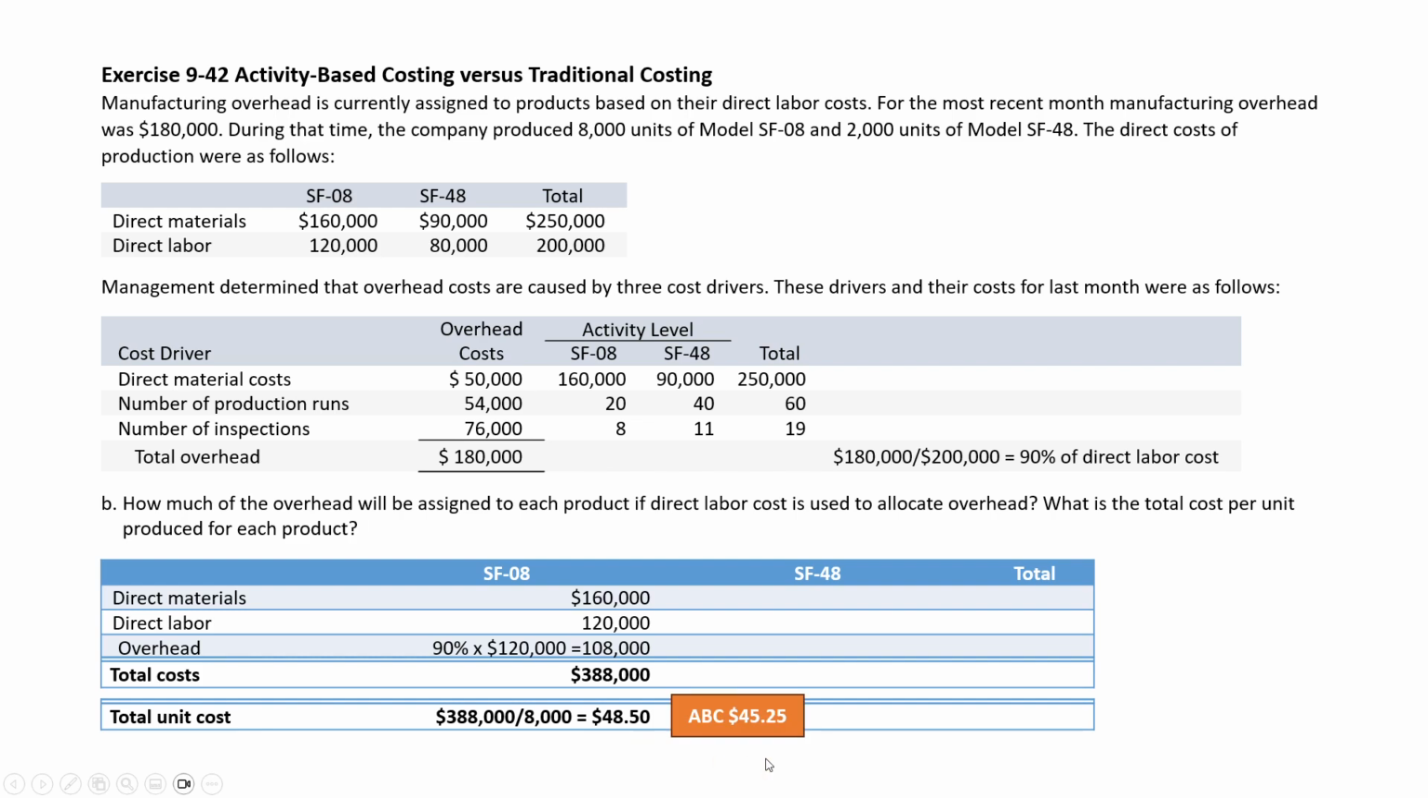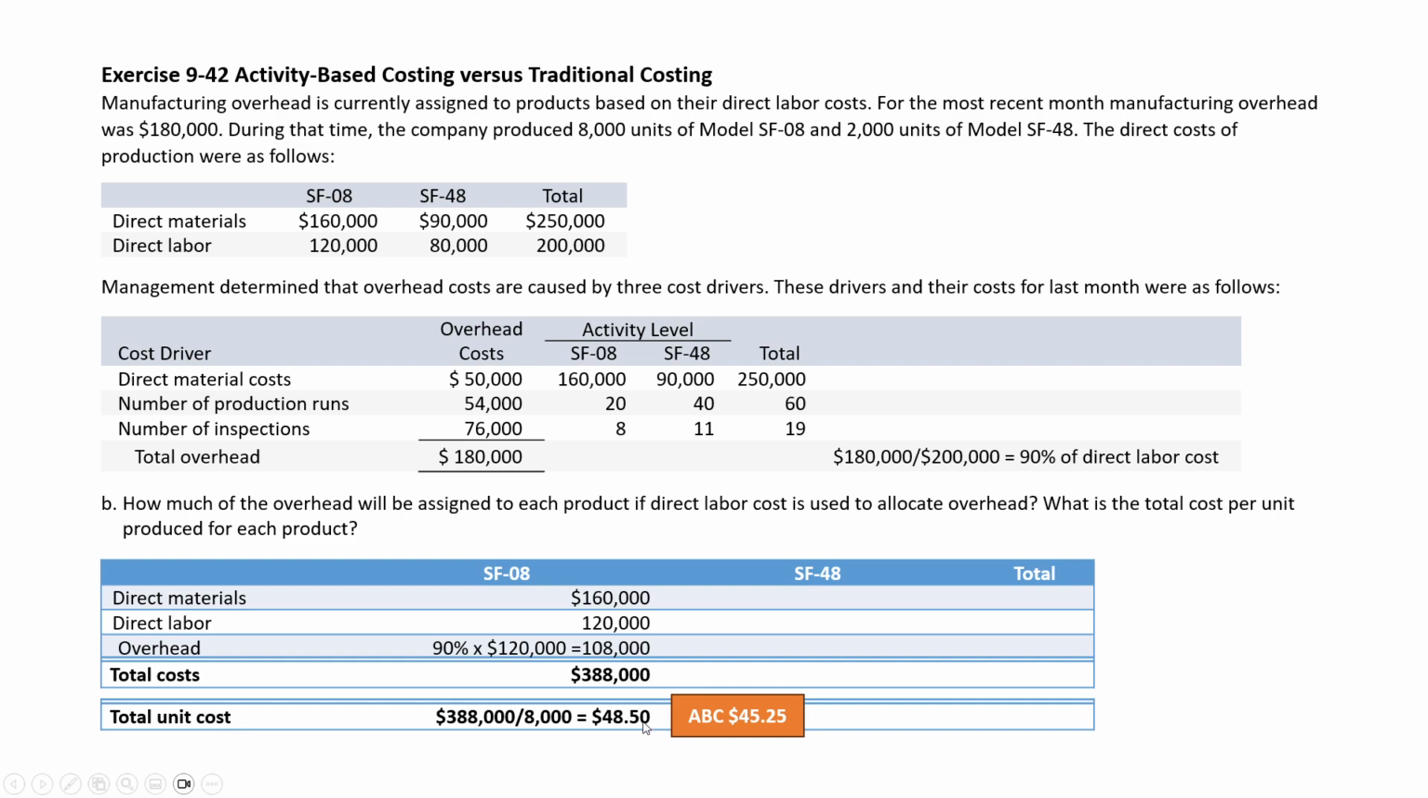If you recall, just about a minute ago, I calculated that using ABC. Again, the only thing that changes is the overhead application, nothing different for material and labor. Under ABC, it was only $45.25. So go back to the beginning of the scenario. They were thinking we were overpricing and thereby probably overcosting Model 8.